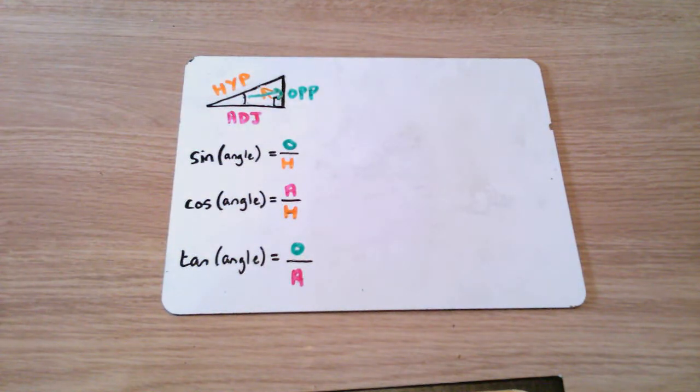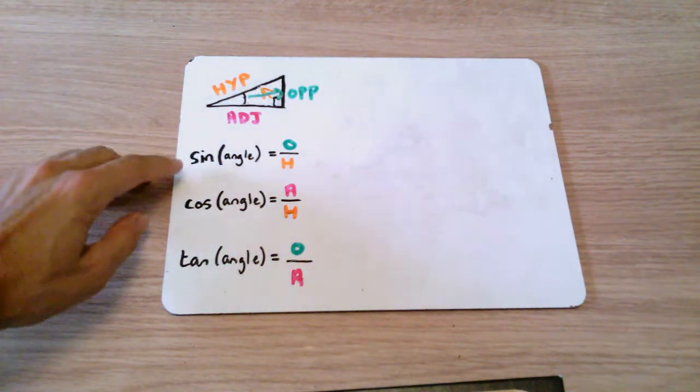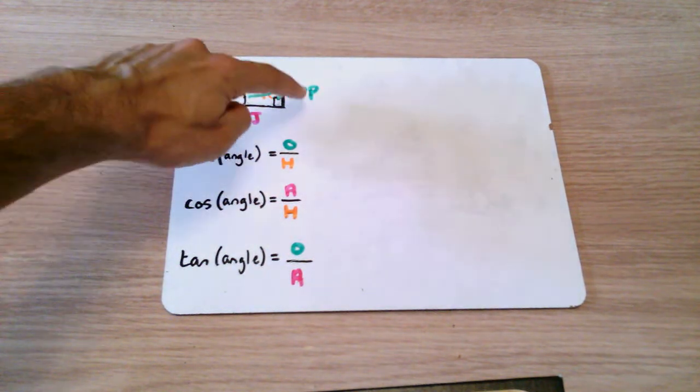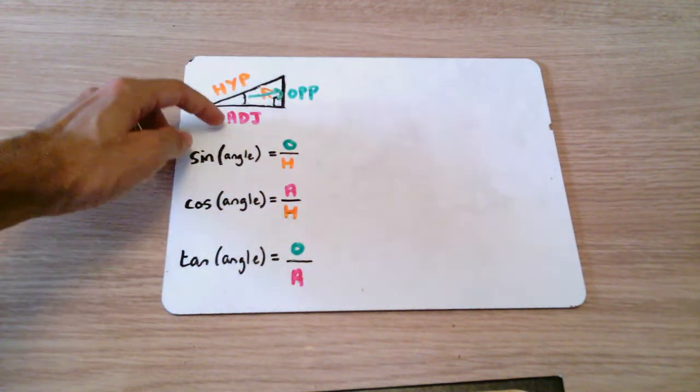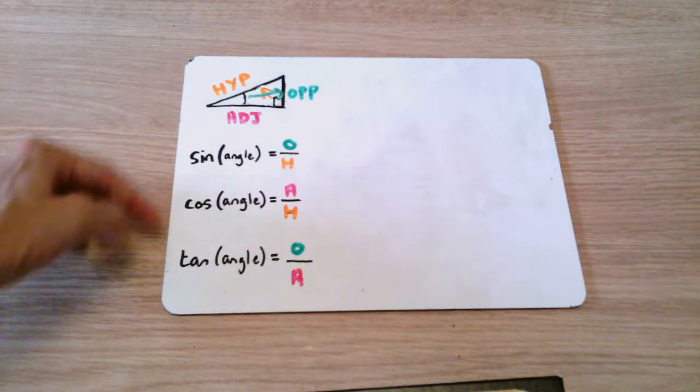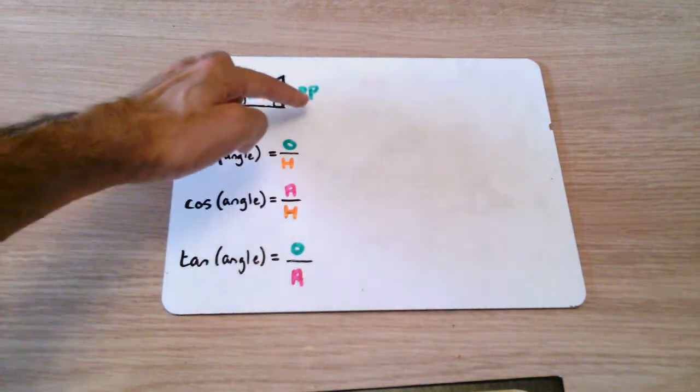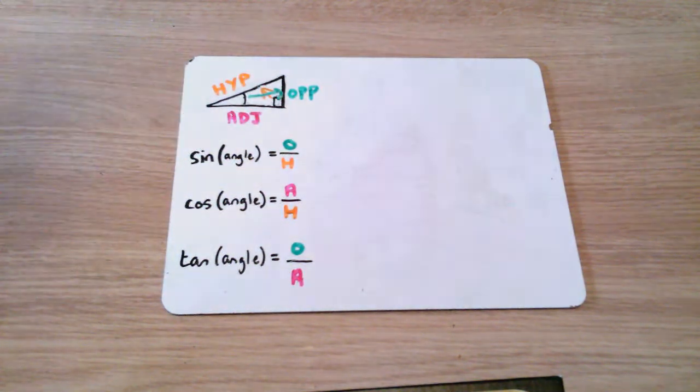And then we come across our three formulae, or our three identities in this case. We have sine of an angle is always the opposite divided by the hypotenuse. Cos of the angle is the adjacent divided by the hypotenuse. And tan of the angle is the opposite divided by the adjacent.